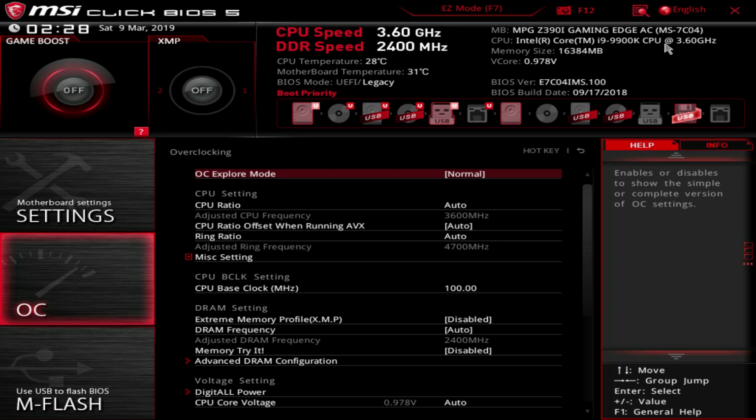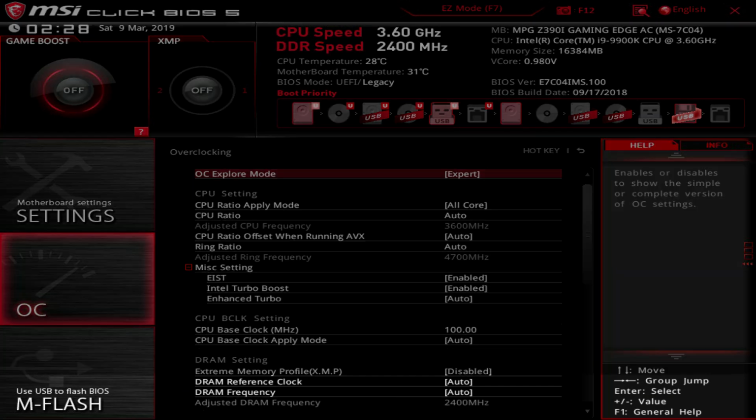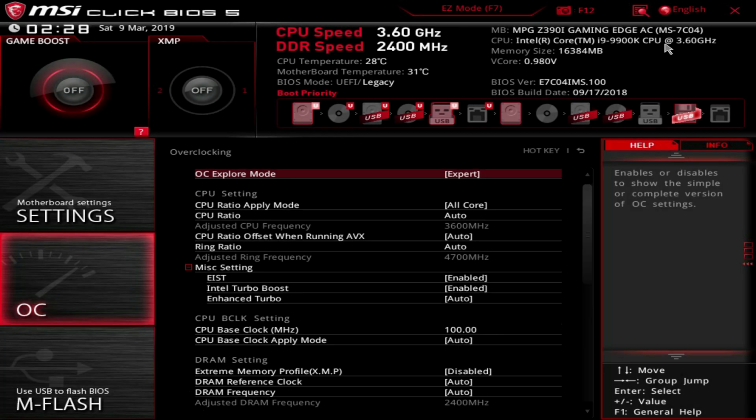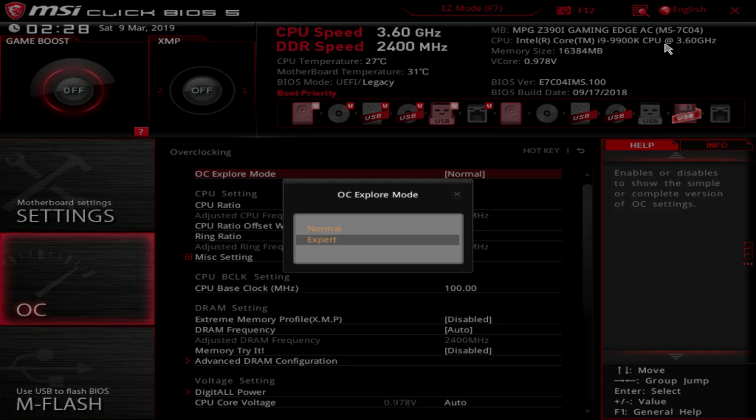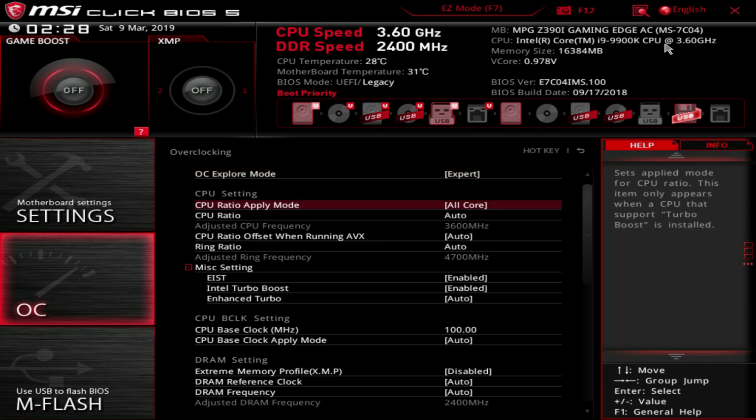So anyway, let's get right into it with the OC tab, where most of the settings I do care about actually are. Starting off with the OC Explore mode, just set it to expert. Honestly, just set it to expert. I don't really see a reason why you'd leave it on normal. Putting it on expert basically just shows you a bunch of settings that are otherwise hidden, which, yeah, I don't know why you'd want them hidden.